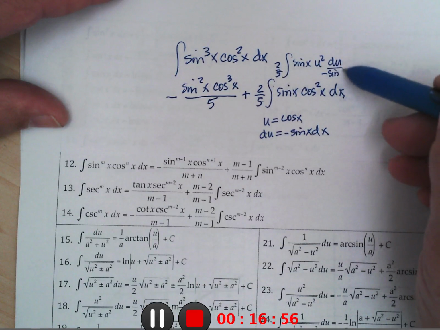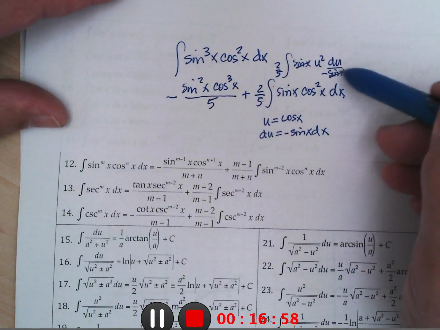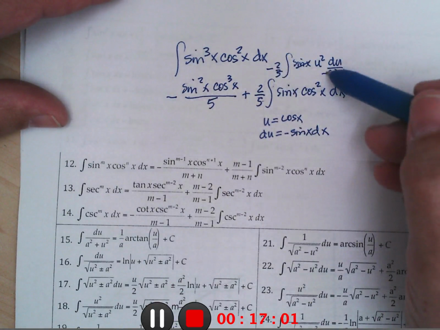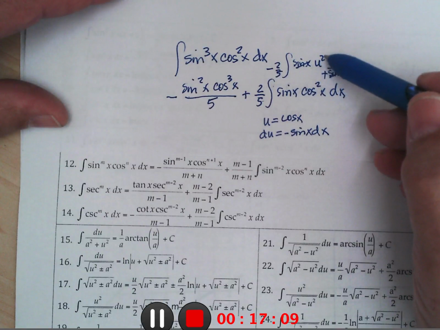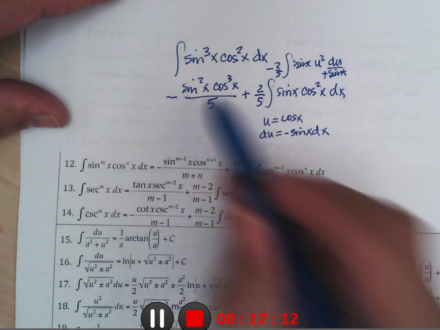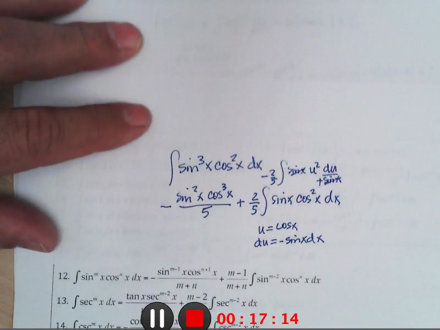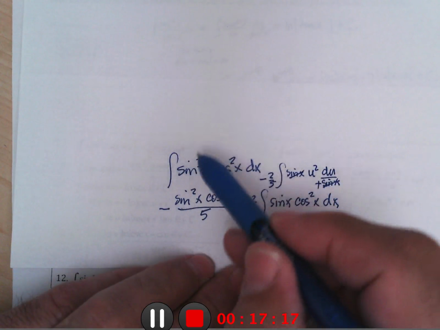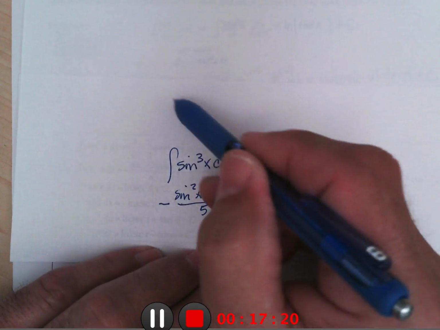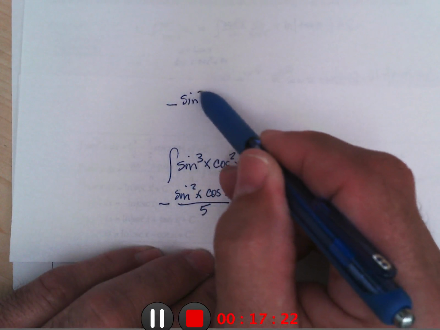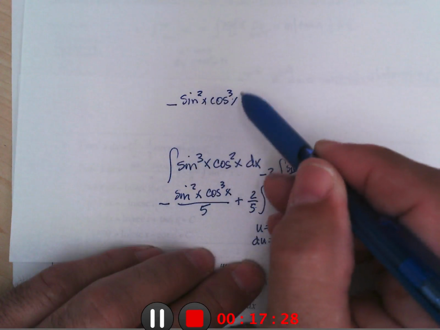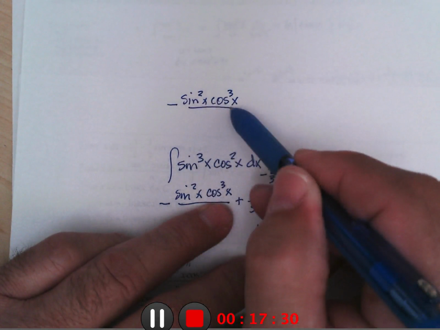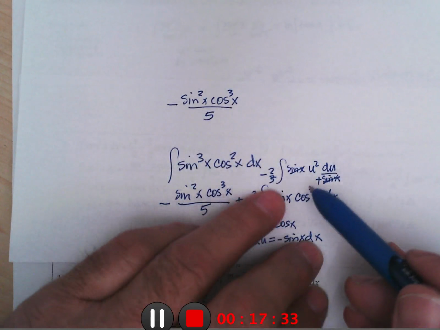And so the signs cancel, and the negative comes out. And the integral of u squared is 1/3 u to the third. So I get, for my answer, I'm going to have to work up here because I'm at the bottom of the page. So I'm going to have this minus sine squared x cosine to the third x over 5 minus 2/5.